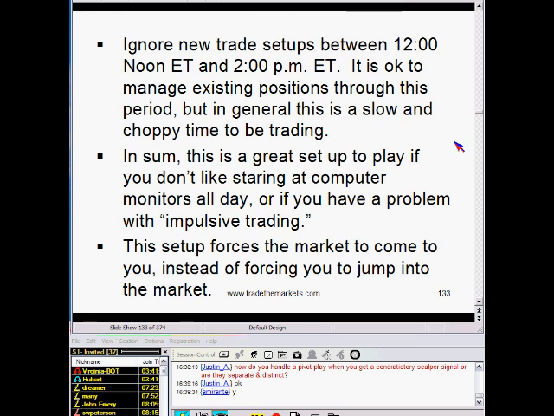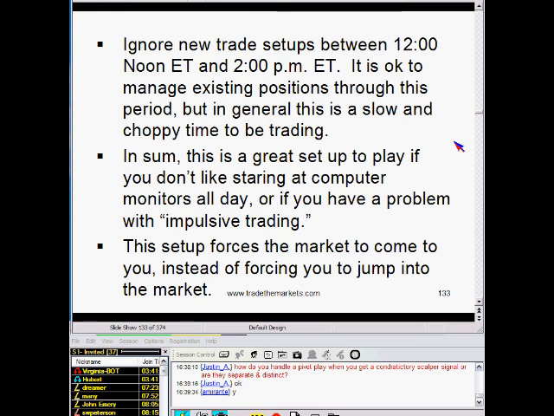I will play the euro and the bonds during the doldrums, but I will not initiate new trades in the stock indexes unless we get a 5-minute squeeze. To me, the 5-minute squeeze is the most powerful signal out there, and I never want to miss one of those. And again, we're going to be talking about that tomorrow on Sunday.